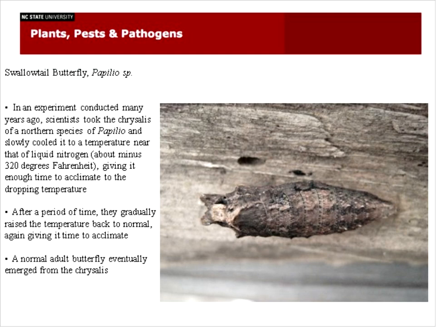One experiment I read about some years ago I'd like to mention, though unfortunately I don't have the actual reference here. A chrysalis of some species of swallowtail butterfly, presumably one of the northern species, was in fall mode, so it was going to diapause through the winter. They took it and very gradually lowered the temperature to approximately the temperature of liquid nitrogen, about minus 320 degrees Fahrenheit, slowly enough so that the pupa could gradually adjust its internal physiology to accommodate the dropping temperature.